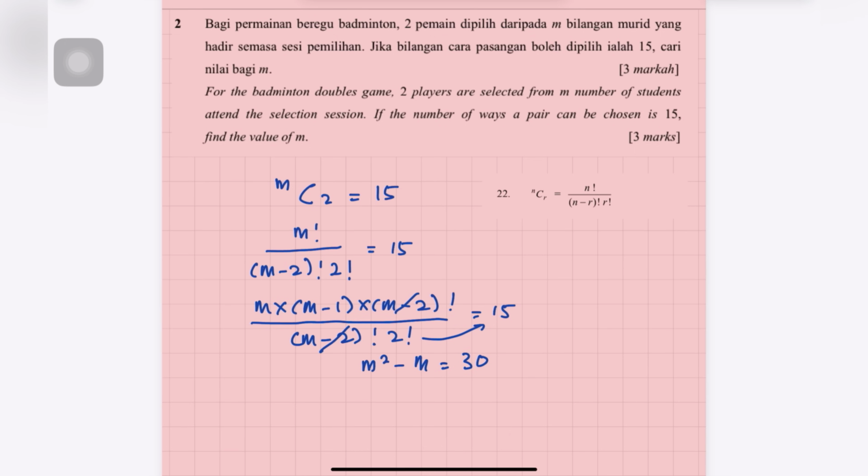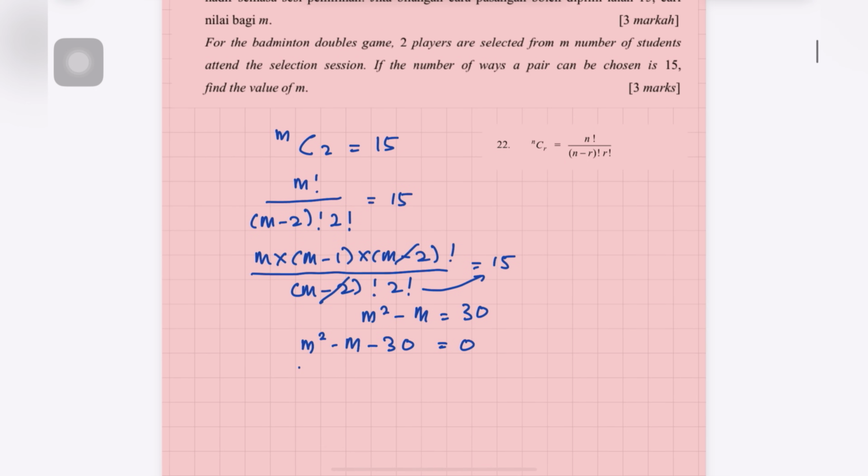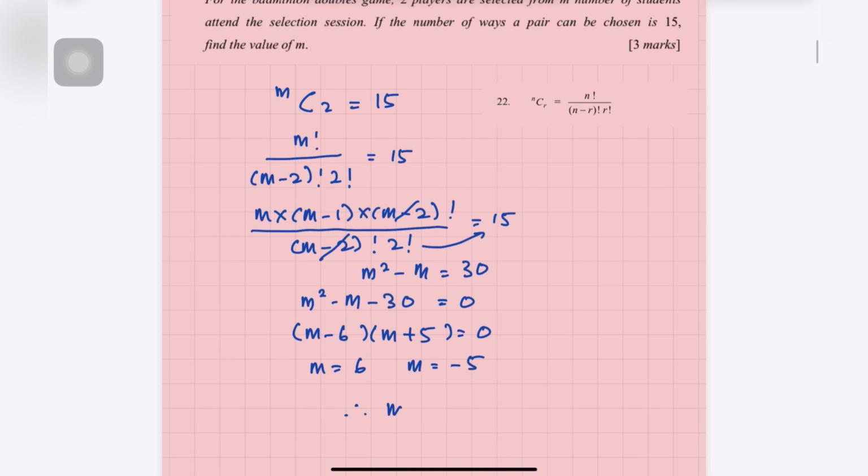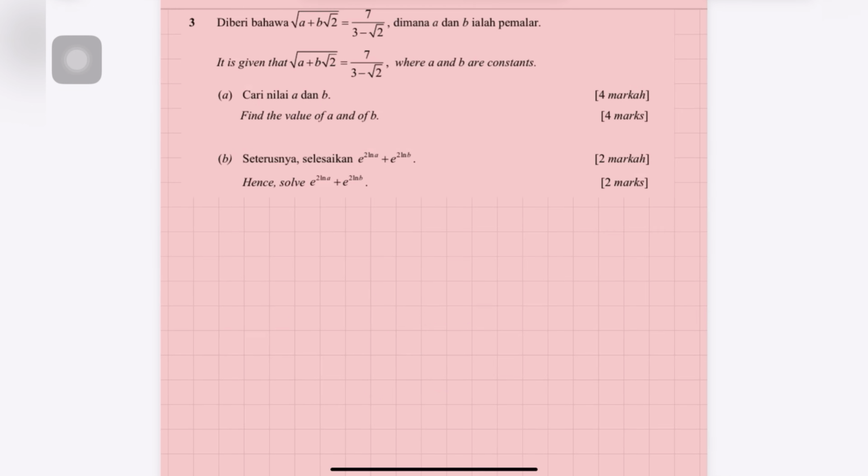Okay, looks like we have a quadratic but not in general form. So we convert into general form, becoming m squared minus m minus 30 equals 0. So this one we can factorize: (m minus 6)(m plus 5). So m is 6, or m is negative 5. Since m is the number of students, we choose the positive one. So m equals 6.